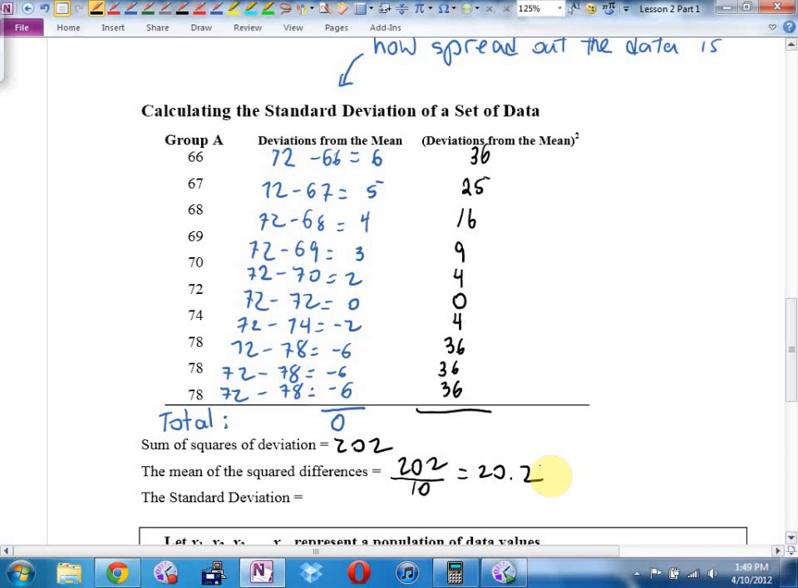However, this is still too big because how did we make all of the answers positive? You know what now? I need to go backwards. What's the opposite of squaring? Square root. The standard deviation is going to be the square root of 20.2, which is what? It's going to be 4 point something, I know that. 4.49. This data has a standard deviation, a spread of 4.49.